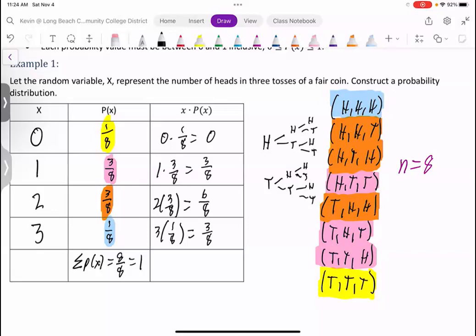And now we're going to add all those up, and this is going to give us 3 plus 6 is 9, plus 3 is 12. This is going to give us 12 over 8, which is exactly 1.5. And this is what we are looking for. This is what we refer to as the expected value. And we could also say it's the mean.